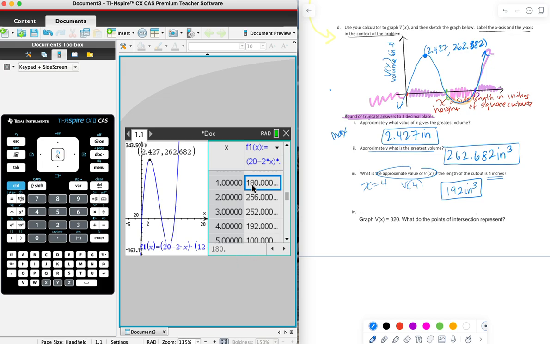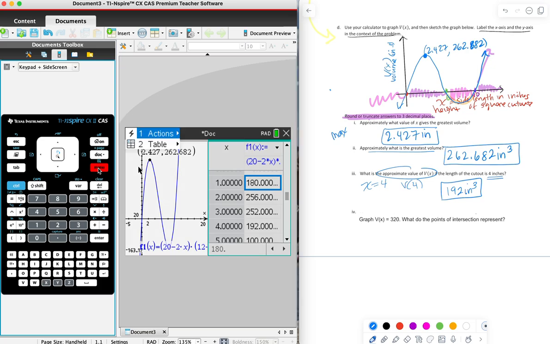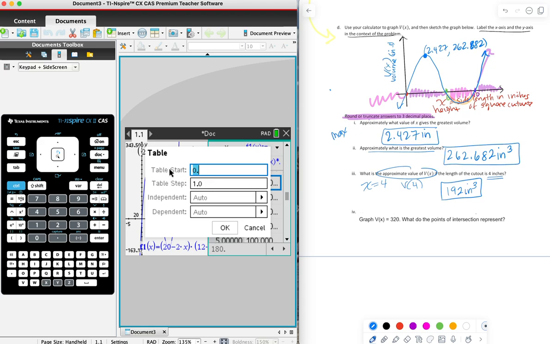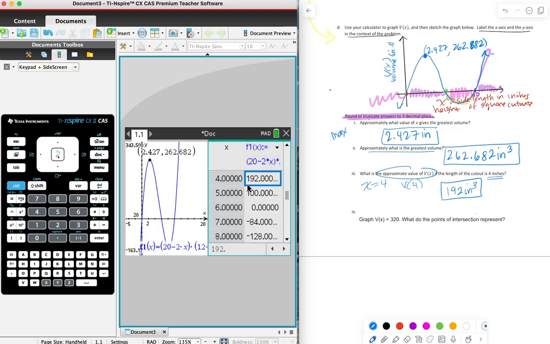Now, if your table's all over the place and it's counting by, I don't know, tenths, or it's just not in the right area, you again go to menu, you go to table right here, and you go to edit table settings. You can just do table start. I can just put in a 4. That's what I want to find out. I go okay, and it immediately tells me what that volume is if I have an x value of 4. So I can use a table or I can use graph trace.